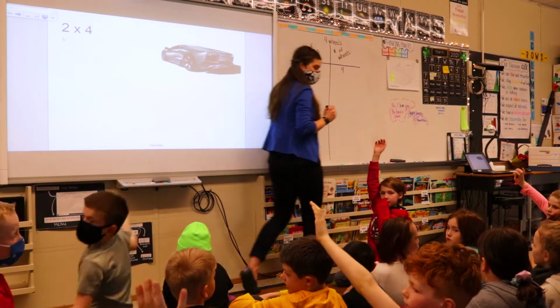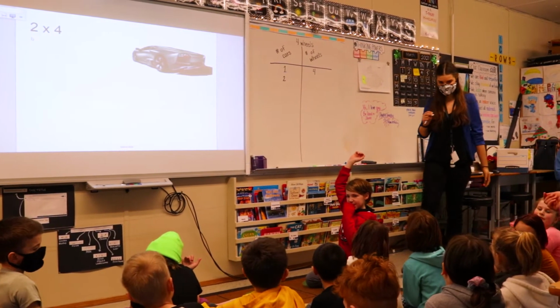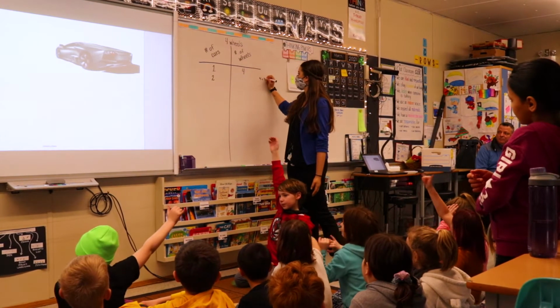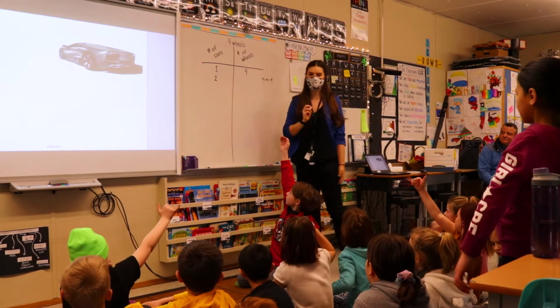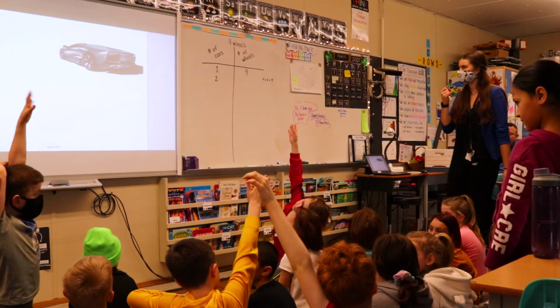Okay, what do you think? Kyla, what can you tell me? 8. How do you know that 2 cars has 8 wheels? Because 4 plus 4 equals 8. Okay, so you know that 4 plus 4 equals 8. Did anyone get there a different way? I saw lots of friends agreeing, lots of friends that used their doubles, 4 plus 4. Tyler, how did you get there?